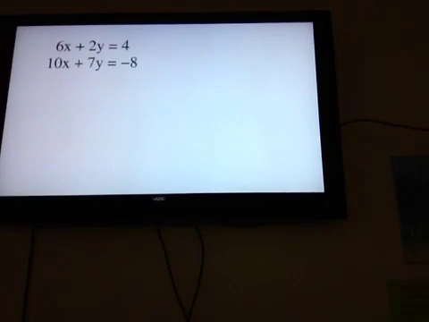Okay? So, what would I have to multiply 6 by? I'm looking at my x's. What do I have to multiply 6 by to make it 30? 5. And what do I have to multiply 10 by to make it 30? 3. Now, right now, they're both going to come up positives. Positive 30 and positive 30. We want one of them to be a negative, so that when we add, it cancels.